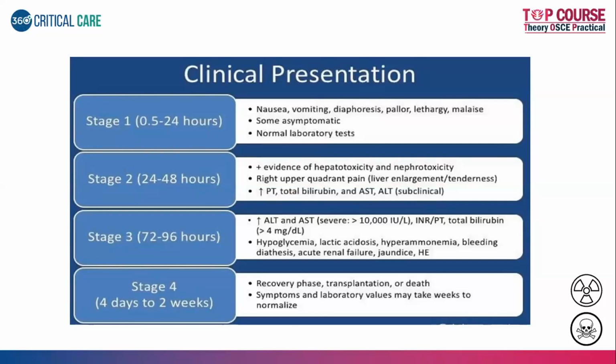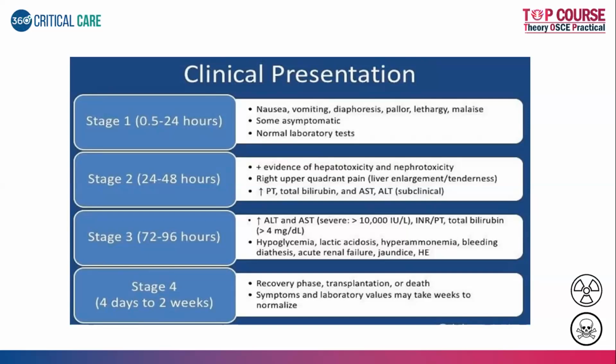In stage 2, which is 24 to 48 hours, there is slowly some evidence of hepatotoxicity and even some nephrotoxicity, and the patient might be complaining of right upper quadrant pain because slowly the liver enlargement will be present. And in those who are subclinical, laboratory tests might become abnormal here. So your bilirubin, PT, and liver enzymes may be elevated.